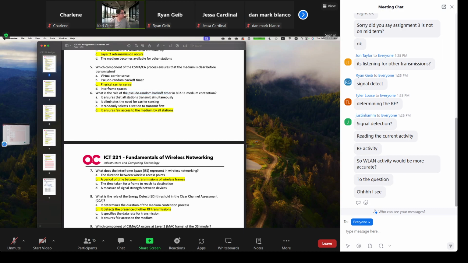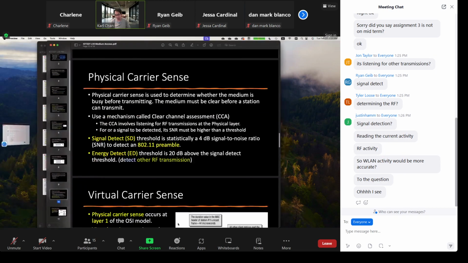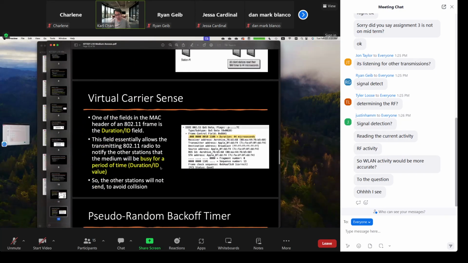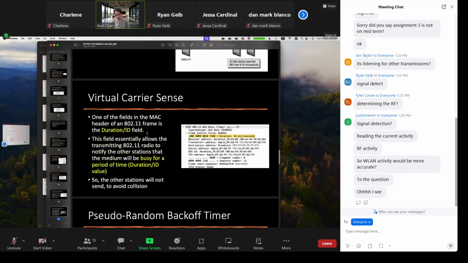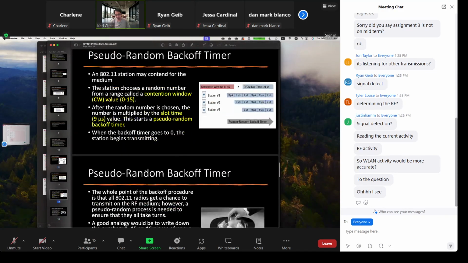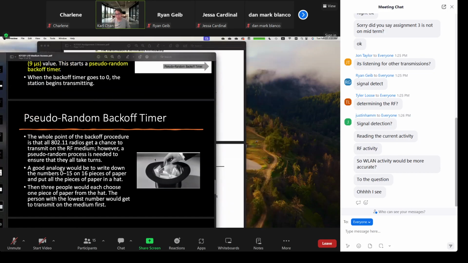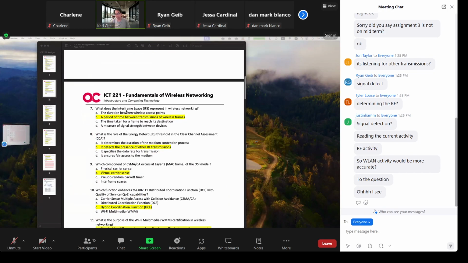Okay, so maybe you didn't go through the slides here, but you better pay attention to the slides of all these four mechanisms, okay? And then the interframe space is used.